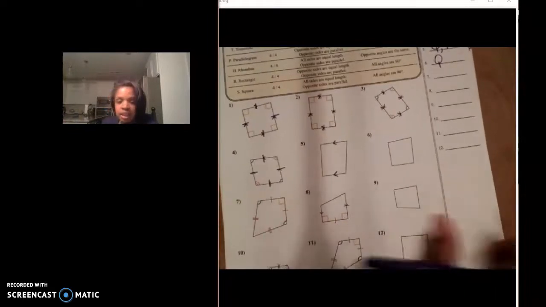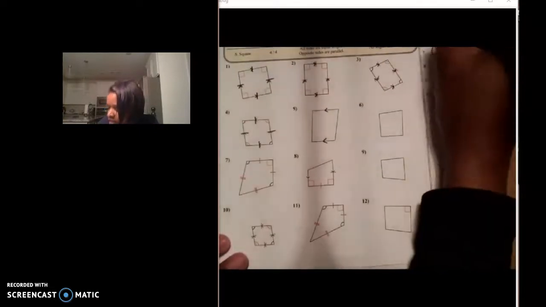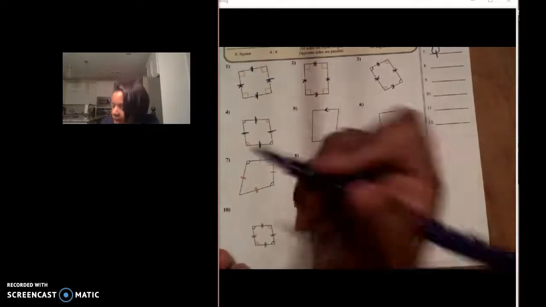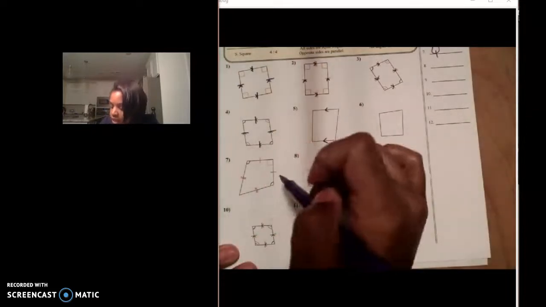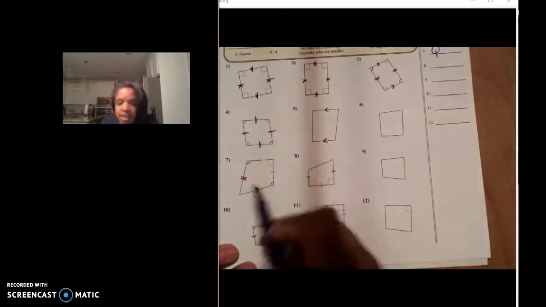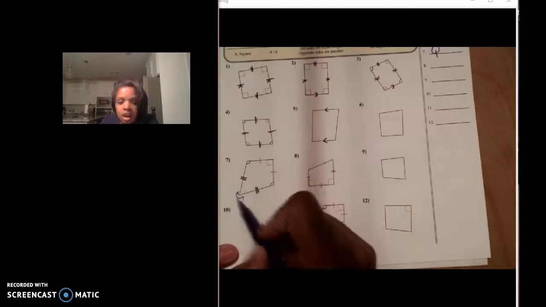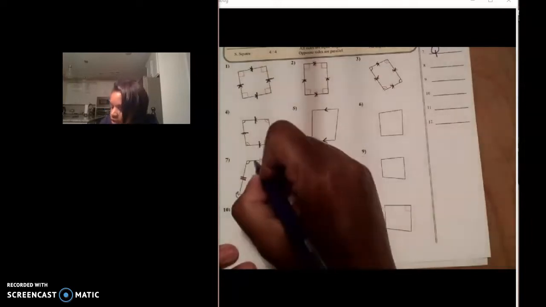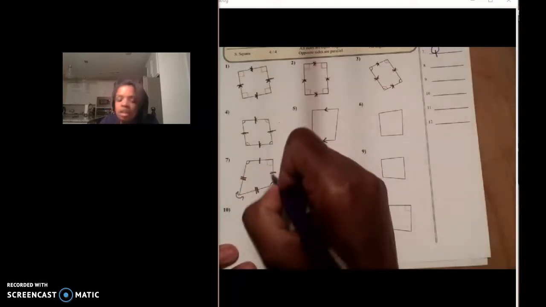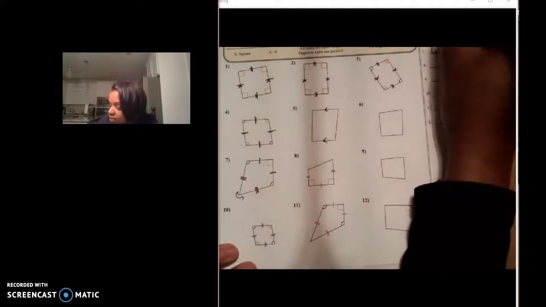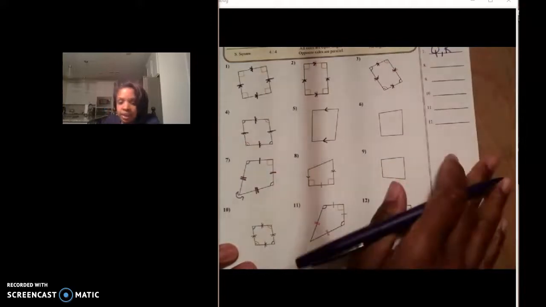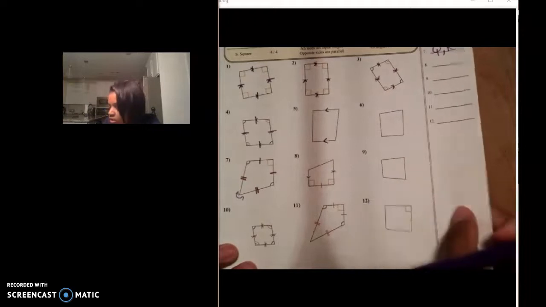Okay, let's look at number 7. Number 7 is a quadrilateral. It has 4 sides. It has no parallel sides, but what I do see is that this tick mark set and this tick mark set match, and these are adjacent to each other. These are adjacent because they're right next to each other, and this one has congruent adjacent sides. So because of that, it is a kite. Okay, it has no other classification.